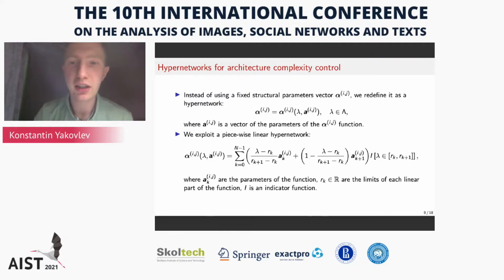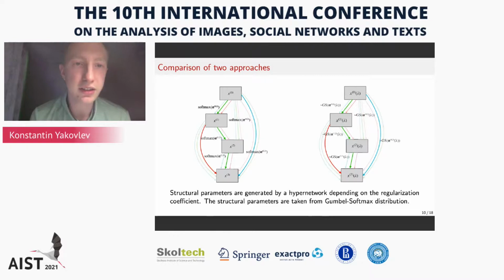Here's the comparison of two approaches, DARTS on the left and the proposed method on the right. The difference is that structural parameters are taken from the Gumbel softmax distribution. In addition, the parameter of concentration is generated by a hypernetwork depending on the regularization coefficient.